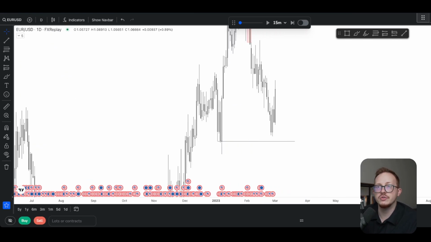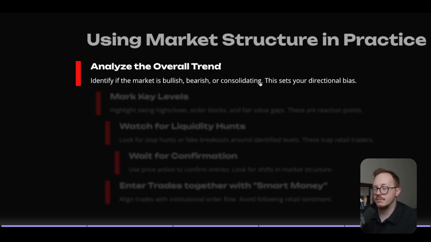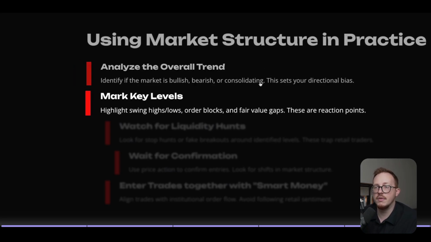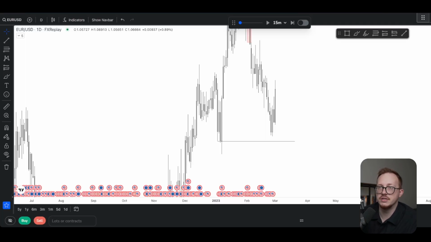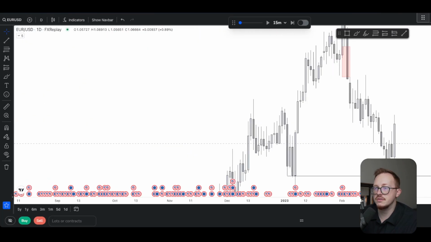So what are we going to do now? We identified that the market is bearish. Now we want to mark key levels, highlight swing highs and lows, order blocks and fair value gaps. These are reaction points. So let's do that.